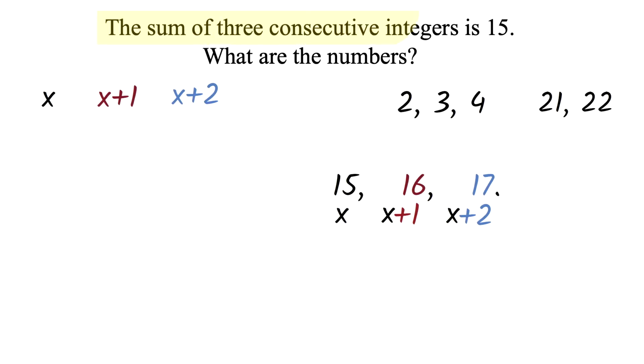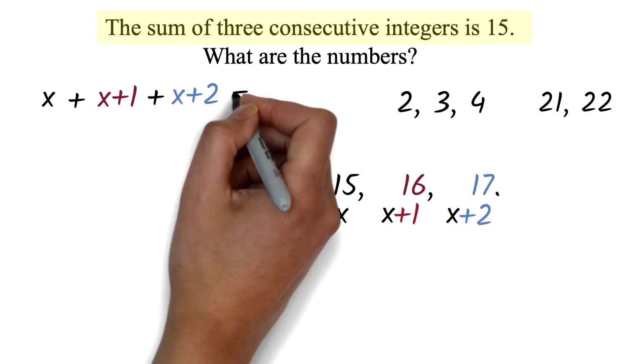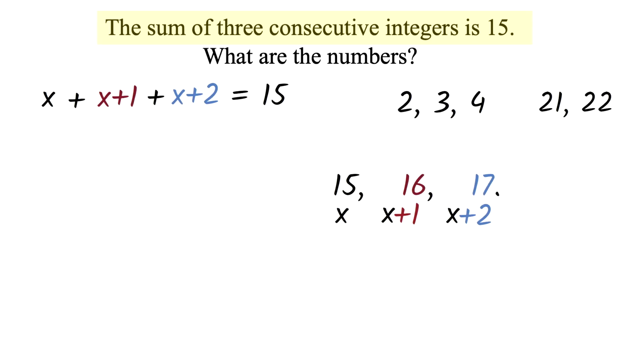The sum of these consecutive integers is 15. So x plus x plus 1 plus x plus 2 equals 15. We add the x's to get 3x. Then we add the 1 and 2 to get 3. So we have 3x plus 3 equals 15. You can now solve the two-step equation.